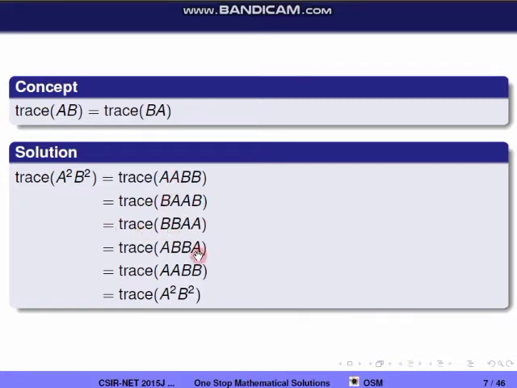Now change this A to the first position. So this is equal to trace of ABBA. Again, change this position to the first position. This is equal to trace of AABB. That is trace of A square B square, which is equal to the given question.